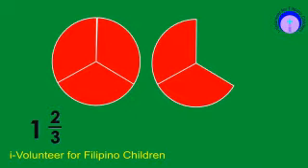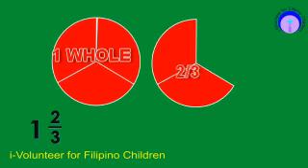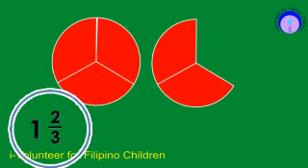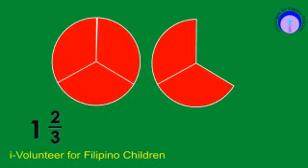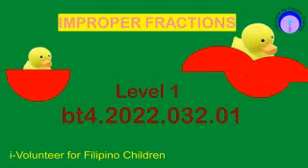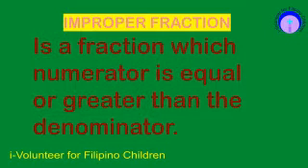The figure shows that there is 1 whole and 2/3. If we are going to change the mixed number into an improper fraction, what will it be? That will be our lesson today. Improper fractions. An improper fraction is a fraction whose numerator is equal to or greater than the denominator.